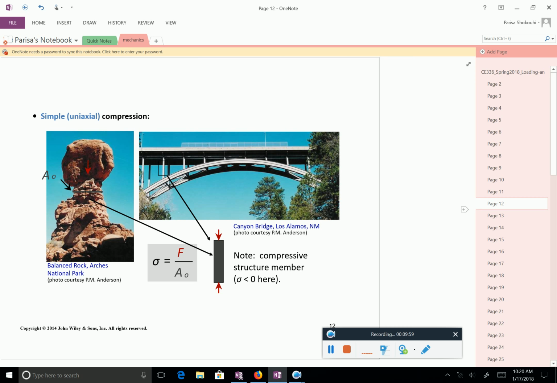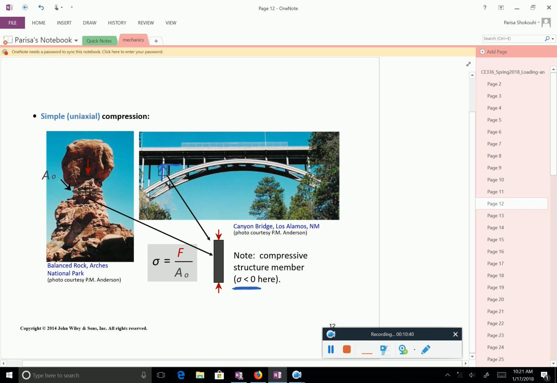In this case, let's say uniaxial. We are looking at this bridge here. Now, if you look at one of those piers, if you simplify it, all you have is compression. If I cut any of these columns and I draw the free body diagram, which you are familiar with from other classes, what you see is basically a force which is compressive. And in this class, we use negative for compression.